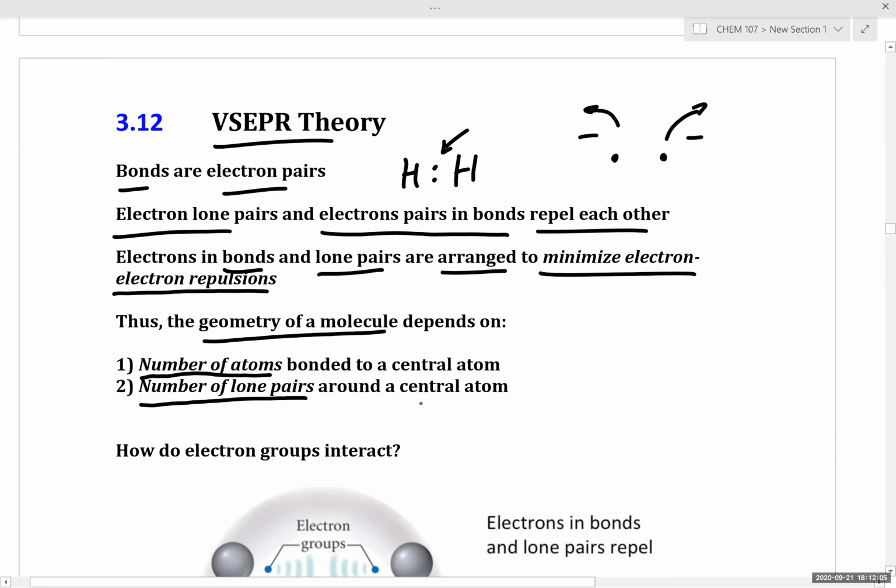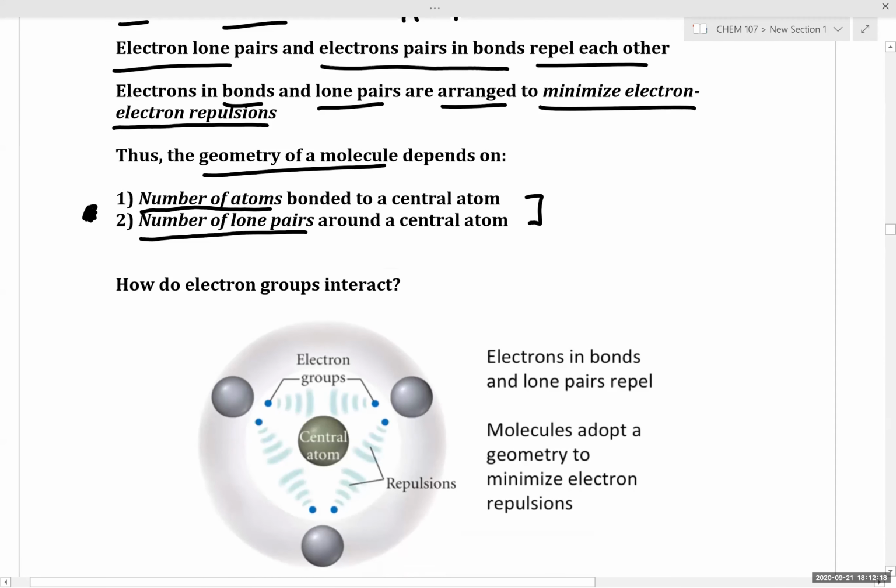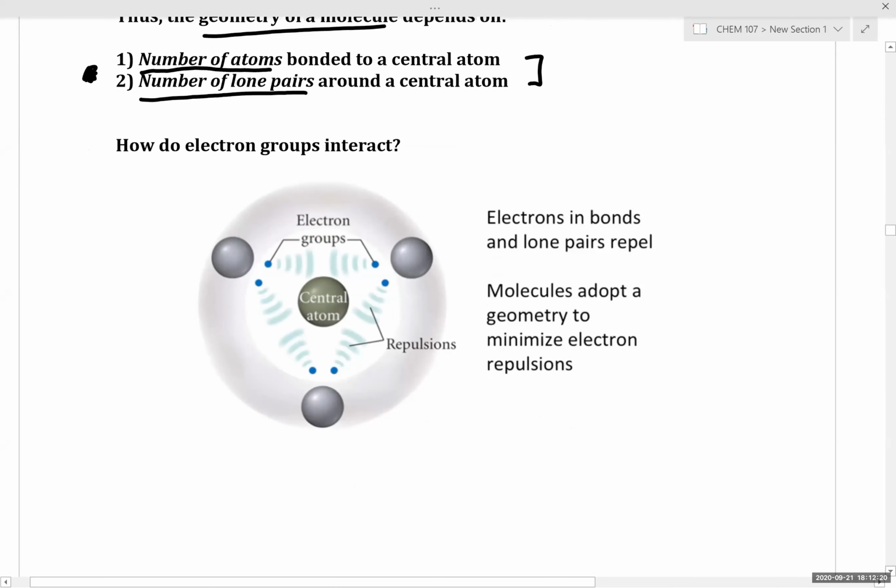Okay, this is what we care about. This is what determines the shape or the geometry of a molecule. So again, lone pairs and bonding electrons repel each other. And these repulsive interactions need to be minimized by positioning our atoms as far apart from each other in 3D space.